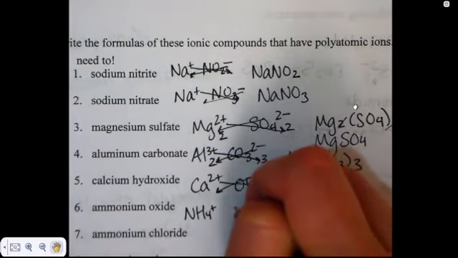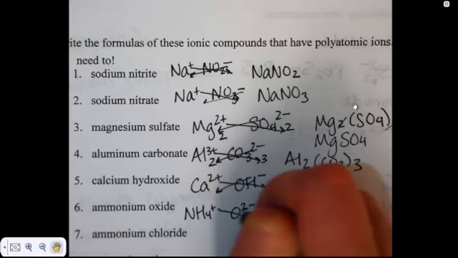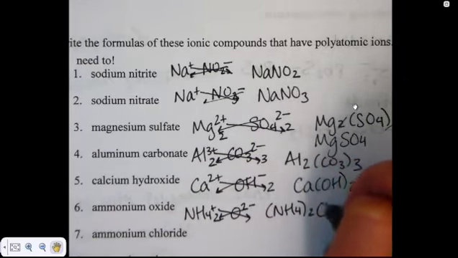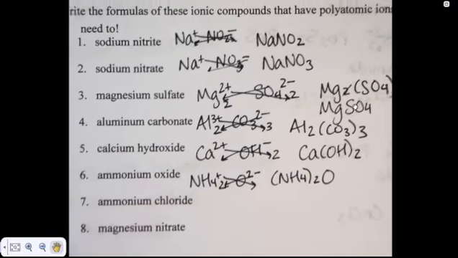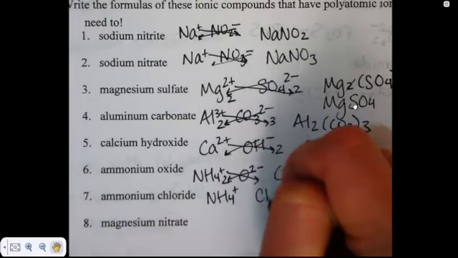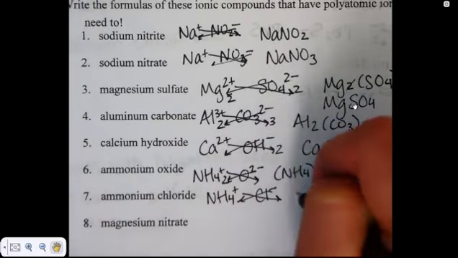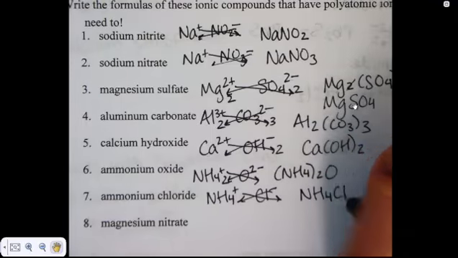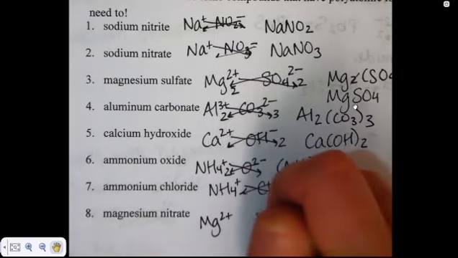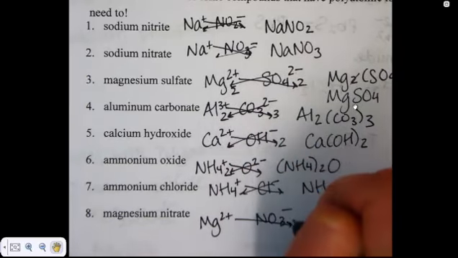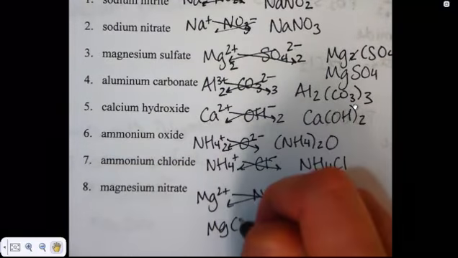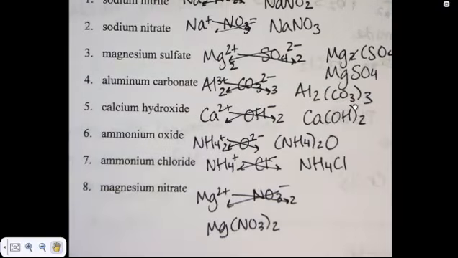Ammonium, NH4 plus, oxide, O2 minus. We have (NH4)2O. Ammonium chloride, NH4 plus, Cl minus. Oh, that's easy. NH4Cl. And finally, magnesium nitrate, Mg2 plus, NO3 minus. Mg(NO3)2.